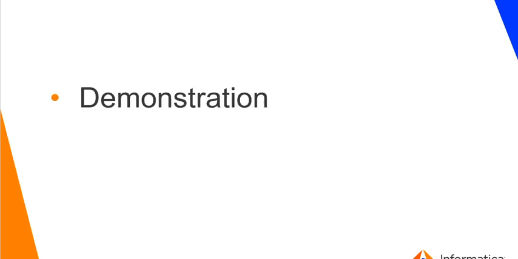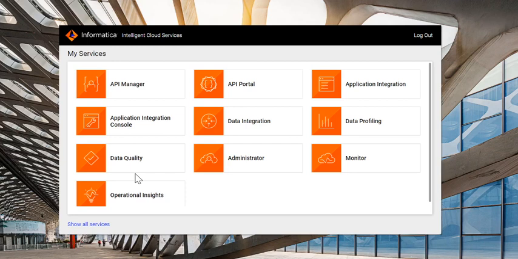Now, let us quickly see how to create a Cloud Data Quality profile using a data profiling task. So, log into the IICS console, and based on the license and the subscriptions that you have, you will see different services. To create cloud data profiling, you need the data profiling service to be available. So just click on the data profiling service and you can create a profiling task using the data profiling service.